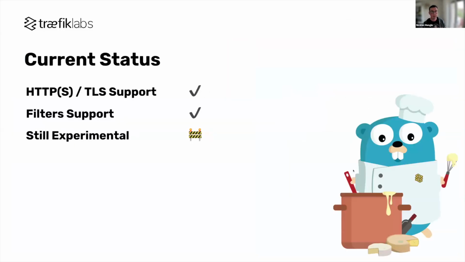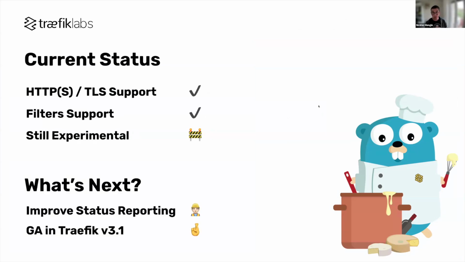So with Traefik v3, we have broad support for HTTP, TLS, and filter, but the feature is still experimental. It's experimental because, as I said previously, the v1.0 of Gateway API was released end of 2023, and we were about to release Traefik v3.0 RC1. For such a reason, we kept it experimental.